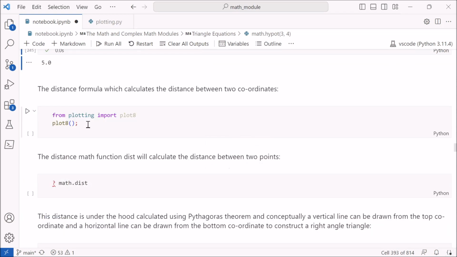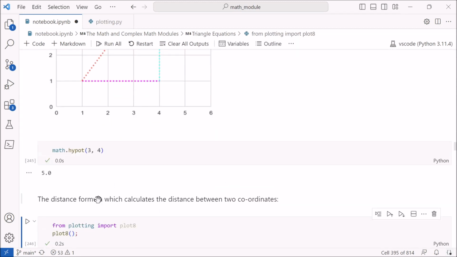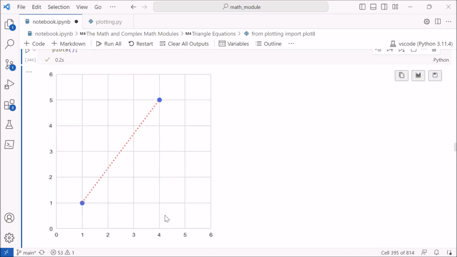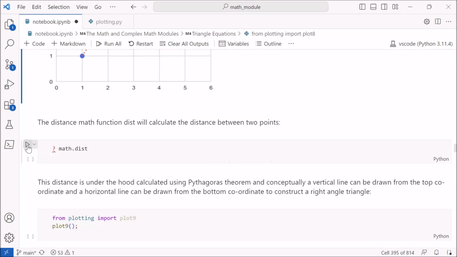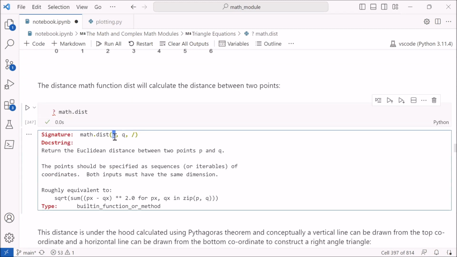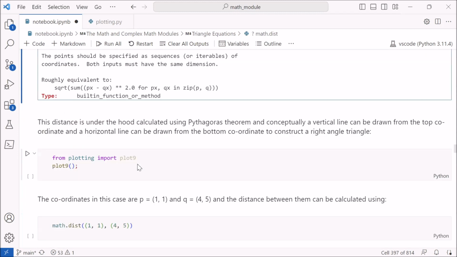So the distance function calculates the distance between two coordinates. If instead of this plot, we just plot two coordinates, remember the coordinates are going to be an x value and then a y value, so it's going to be 1, 1. And then the x value and the y value, which is going to be 4, 5. So we can have a look at the distance function, and basically it's asking you to specify the first coordinate and the second coordinate in the form of a tuple.